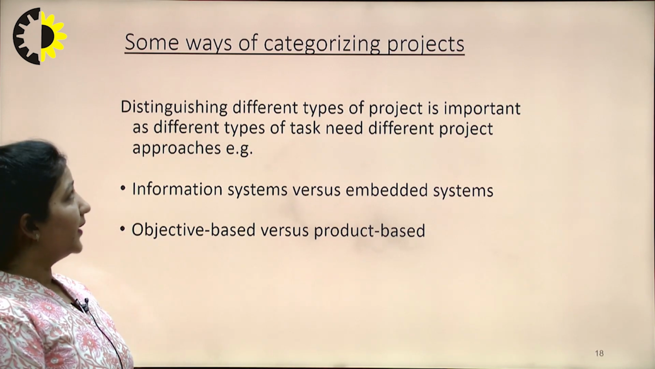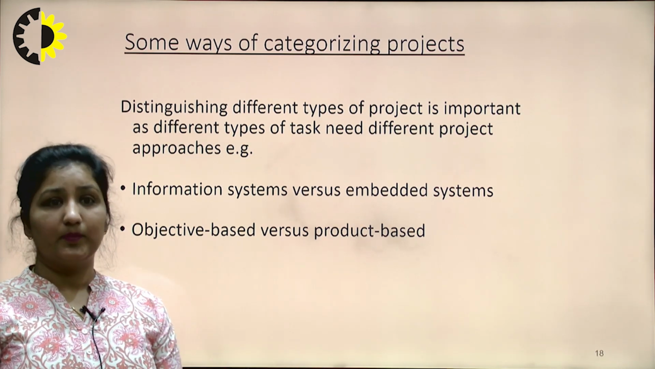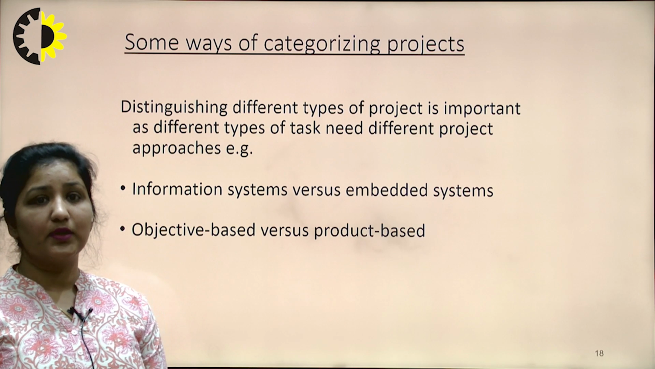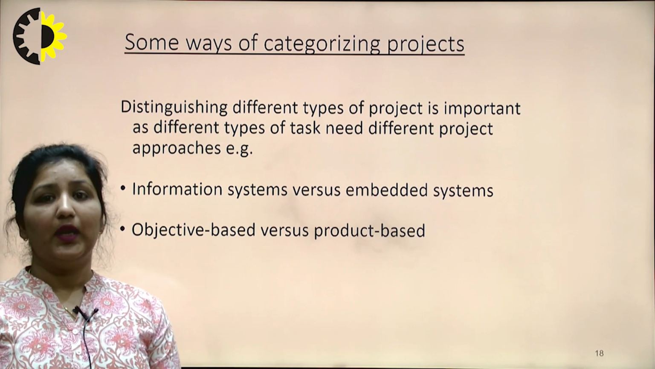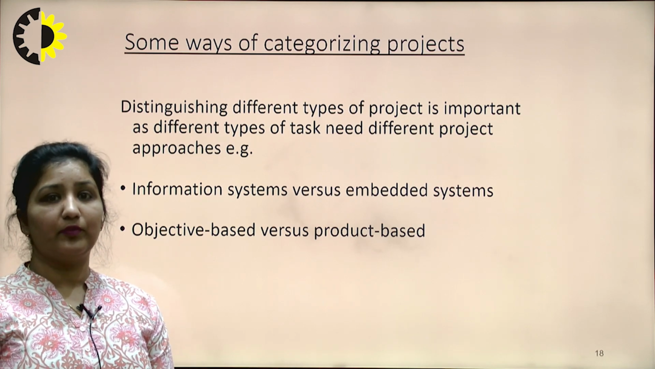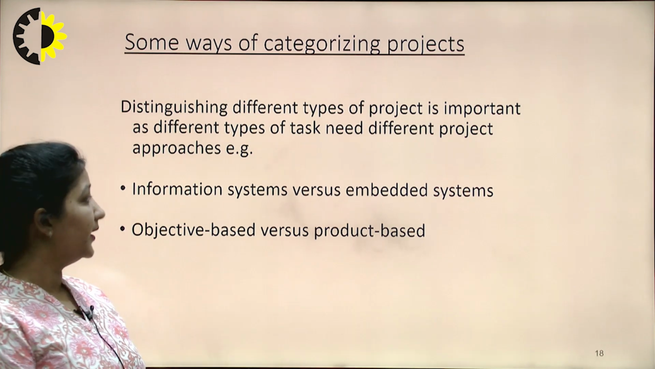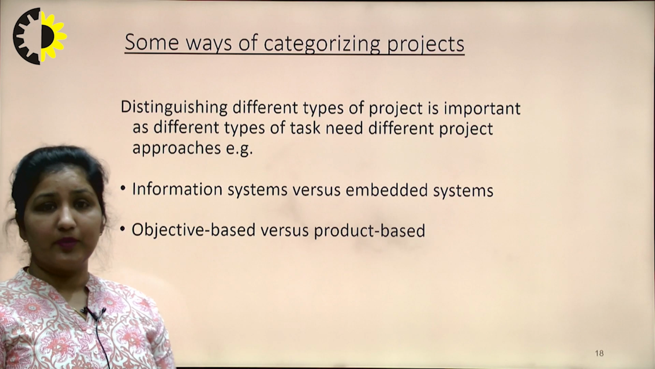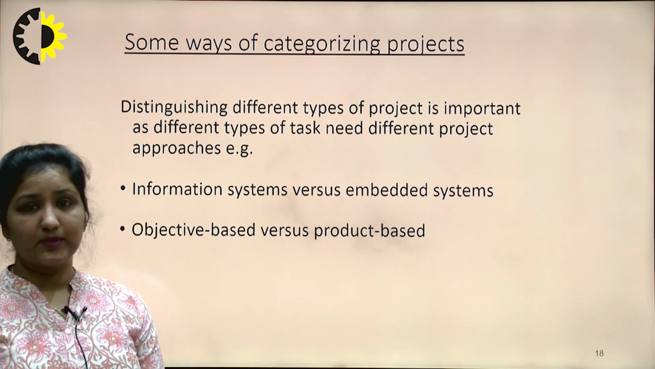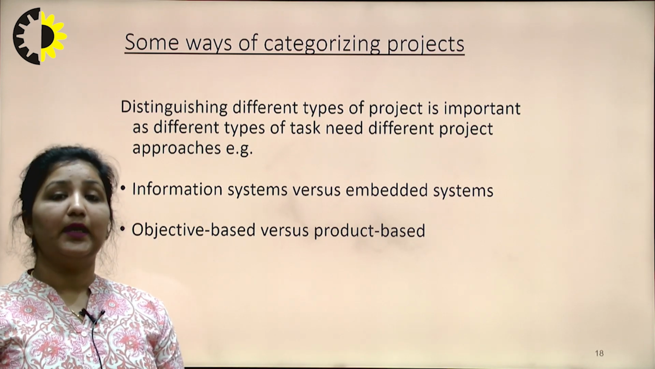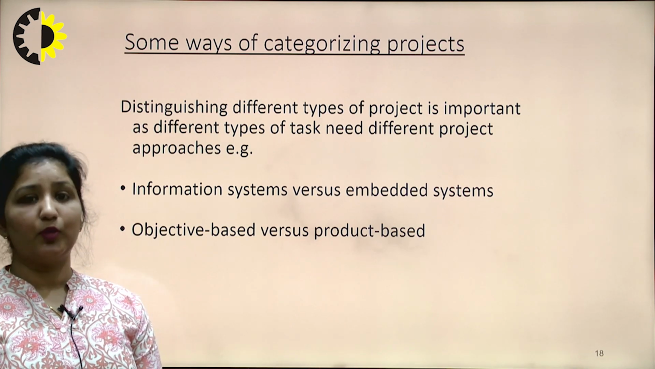There are certain ways of categorizing the projects. So we can distinguish the different types of project, and it is important as different type of tasks need different type of project approaches. So basically we can say the project can be an information system or an embedded system. Similarly, we can say whether it is objective based or product based.